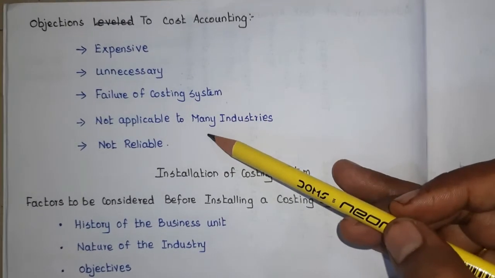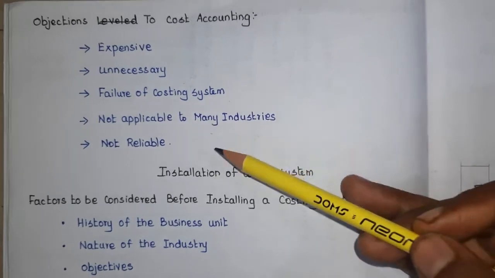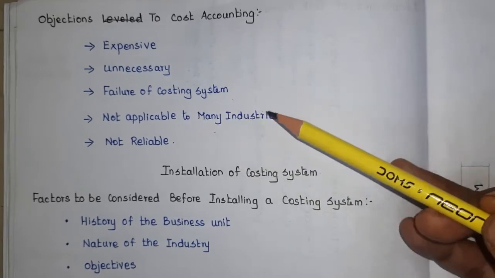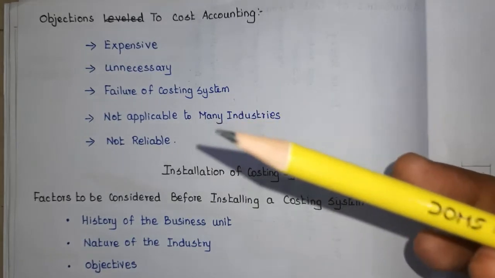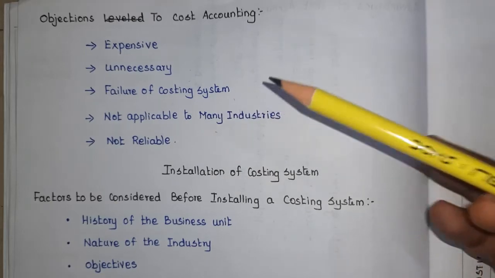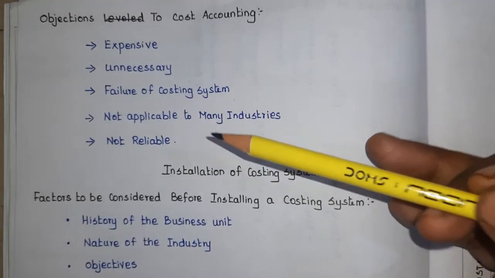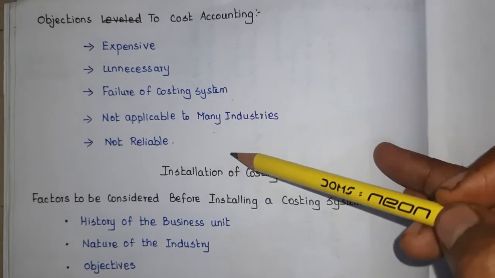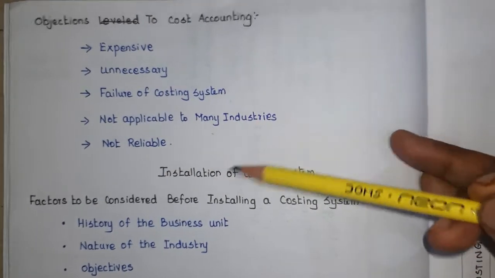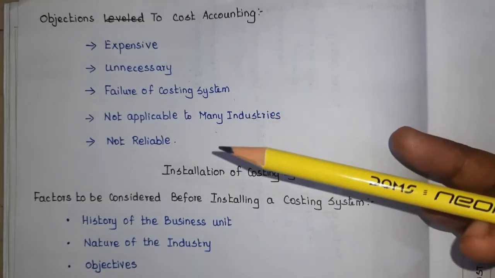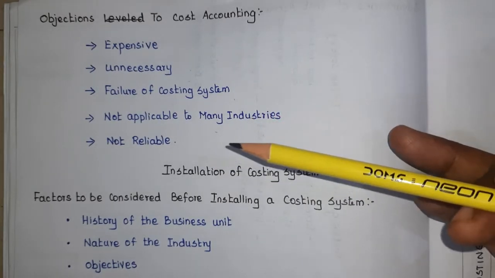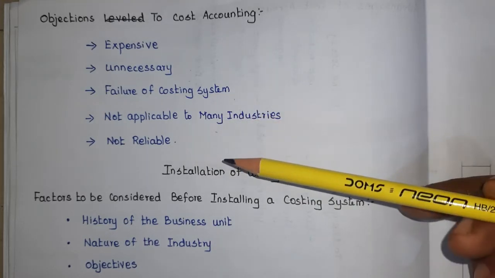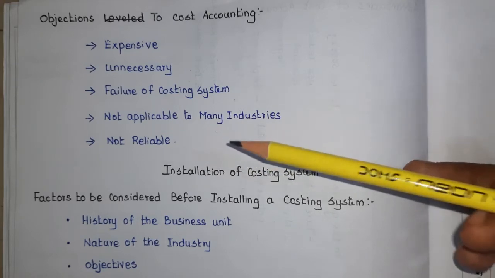The next point is that it is not applicable to many industries. Here, some argue that modern methods of costing cannot be applied to certain types of industries. There is no ready-made system of cost accounting applicable to all concerns, but the cost system in a modified form can be adopted to suit the special requirements of an industry. A modified costing system has to be devised to suit the concern, and not the business to suit the system.